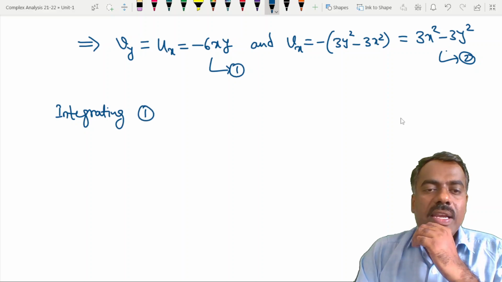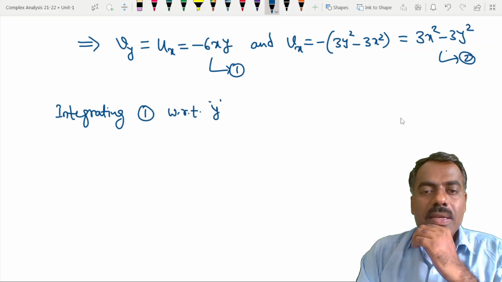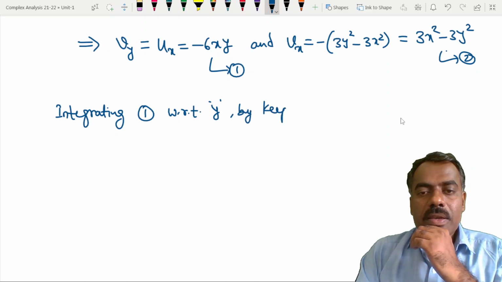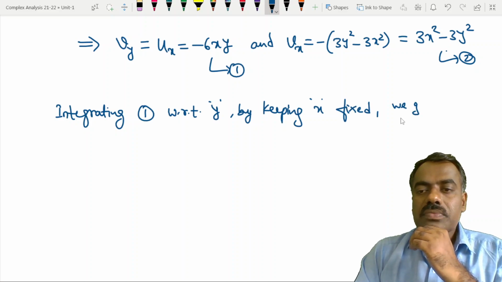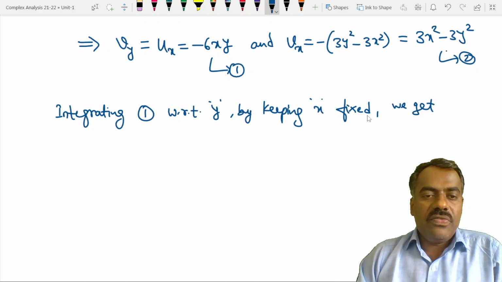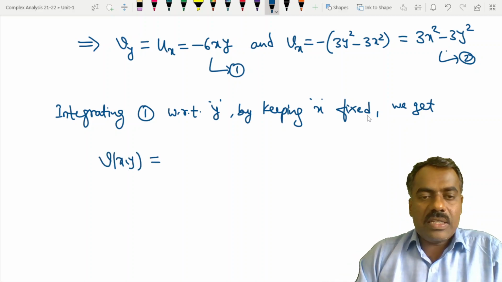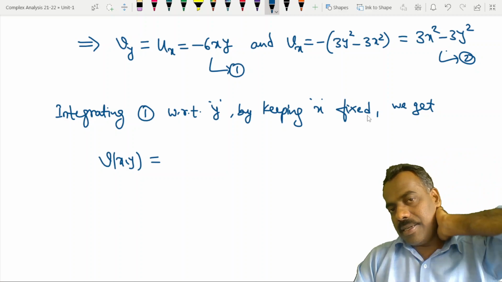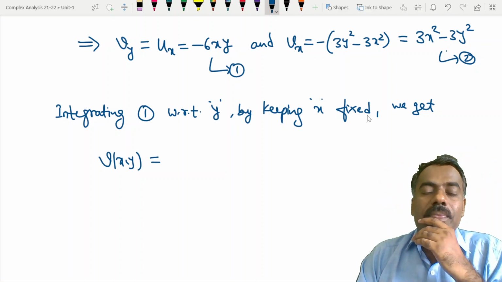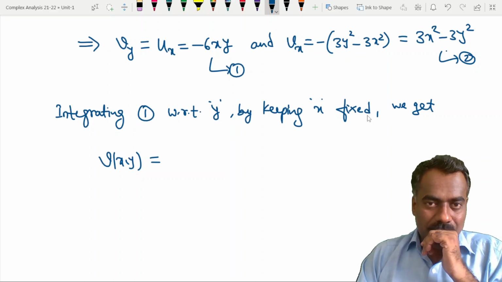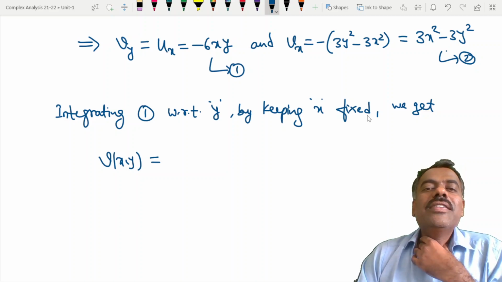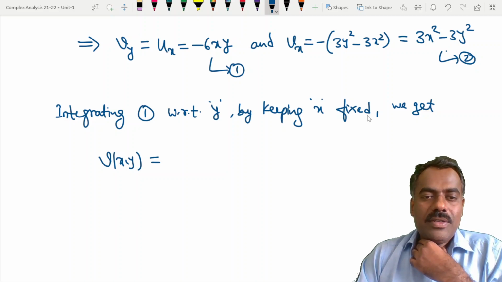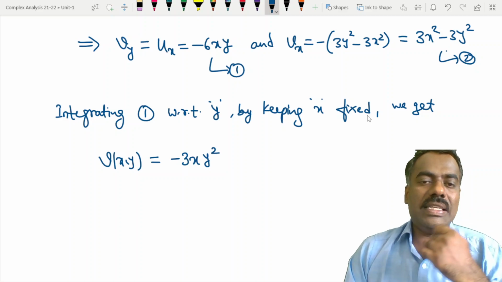Integrating 1 with respect to y by keeping x fixed, we get, what we'll get? V of x comma y. Okay, that means we are integrating this with respect to y. What is the integration of this function minus 6xy with respect to y? Minus 3x y square, because y square by 2, 2 and this 6, 3 you will get, right?